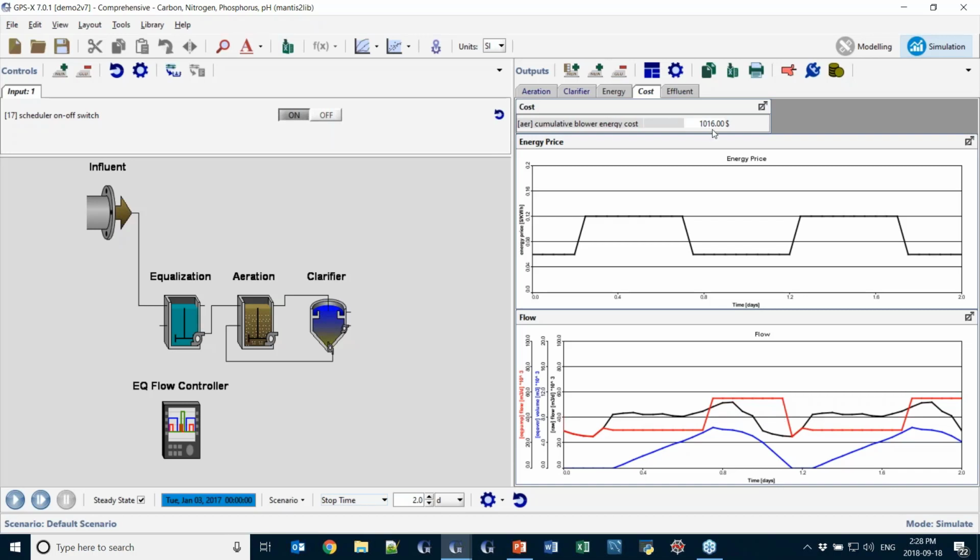So let's go look at our total accumulated dollars. You remember before, it was almost 1,100. It was like 1093, I think. And now it's 1,016. So I worked that out ahead of time. It's about a 7% savings by pushing that amount of flow over into the time when it was cheaper. So again, hypothetical example, but it shows you the really interesting things that you can do with GPSX by playing around with the timing of how things happen during the day.